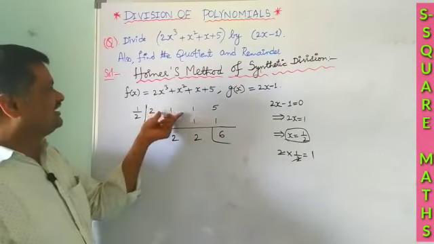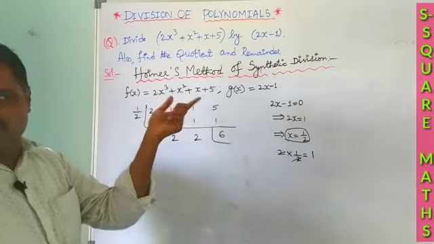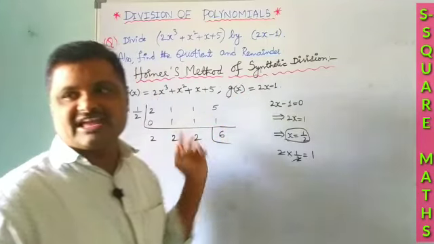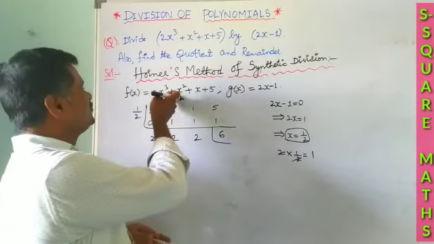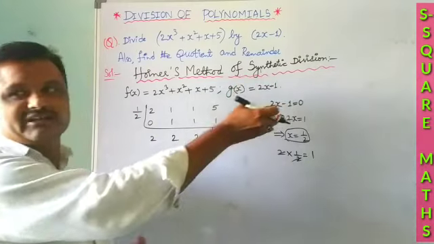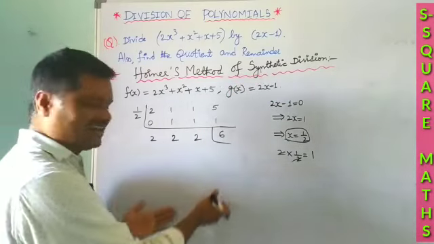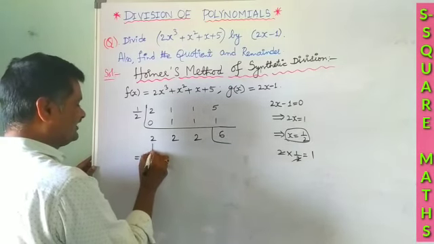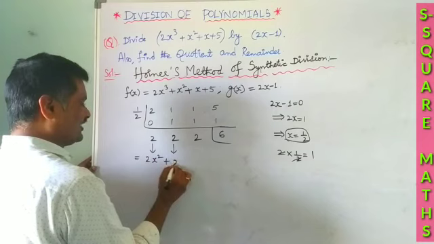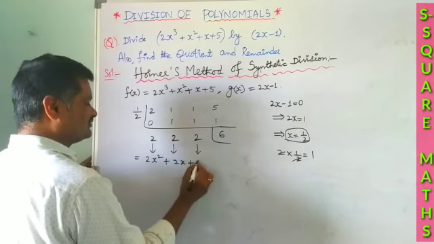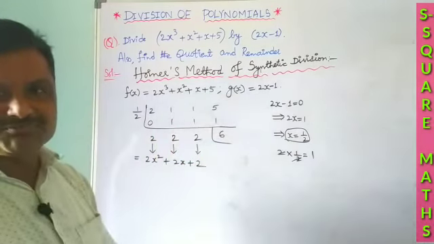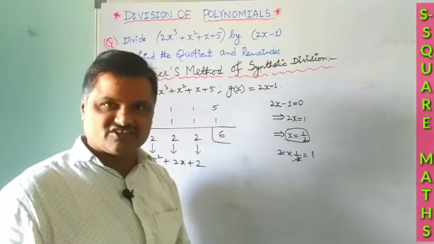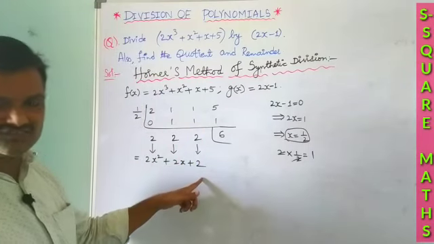This third degree polynomial will be reduced to a second degree polynomial, because we have divided a cubic polynomial by a linear polynomial. As usual we get a second degree polynomial. Now see here, this is our 2x square, this is our 2x and this is our constant 2. But in the previous case, our q of x is x square plus x plus 1, but here it is 2x square plus 2x plus 2.